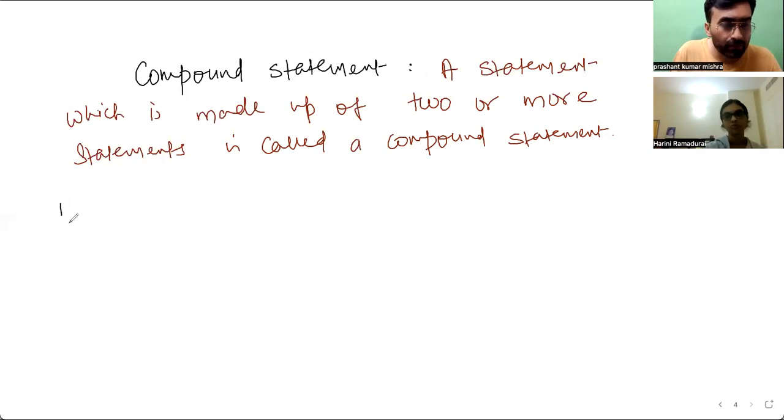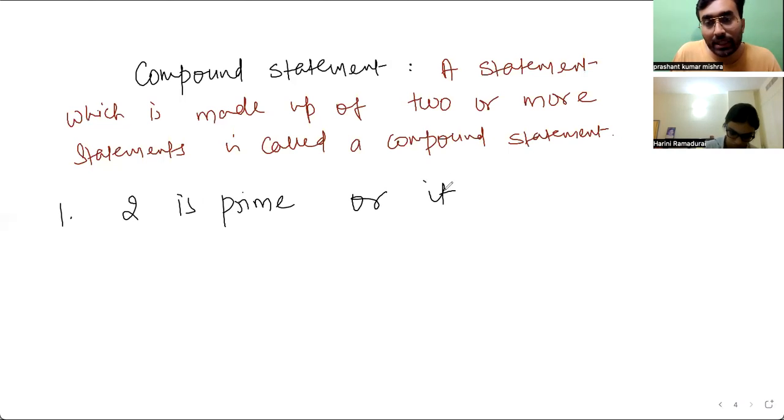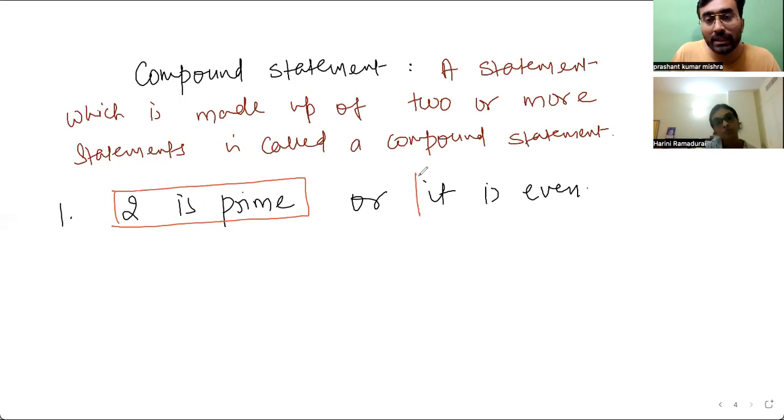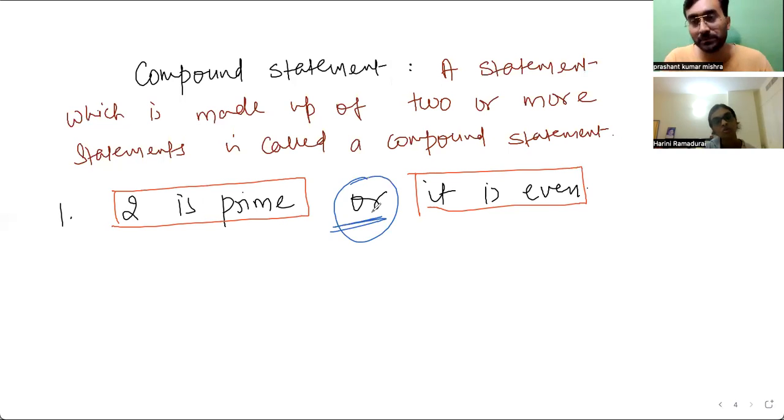An example I can give you. Two is prime, or it is even. Now, this statement is made up of two things. One is "2 is prime" and the other is "it is even". And then we have an "or" that joins these.